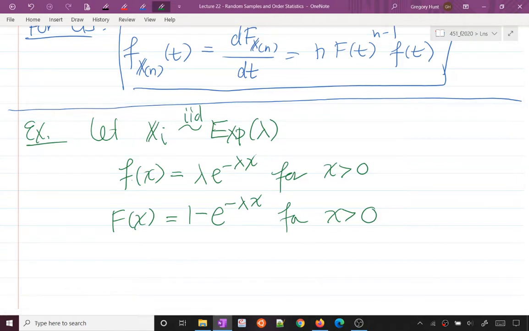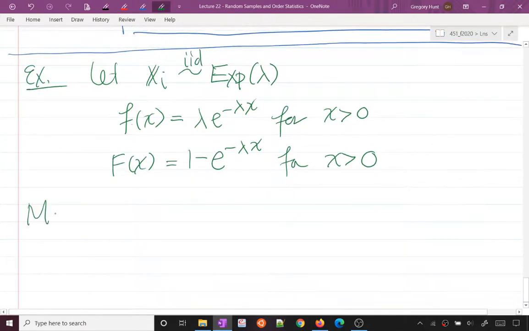And so I could say, okay, what about the, let's say, minimum? What do I know about the minimum? If I take a random sample of n random variables from an exponential distribution, and each time I look at the minimum value, what do I know about the minimum? What's its distribution? What do I expect it to be?